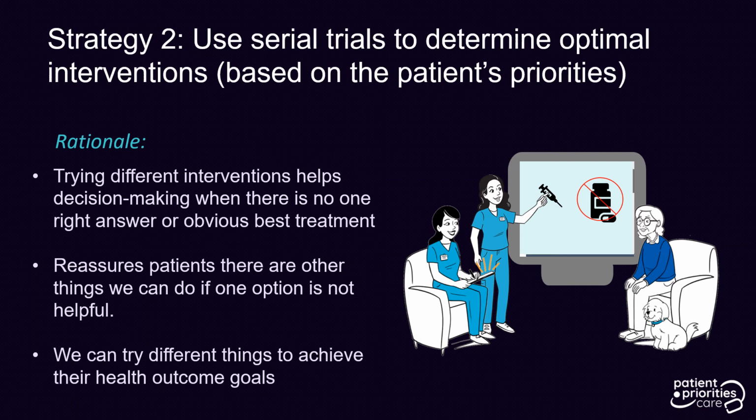Exploring different interventions is a way to address the fact that there is no one right answer. If one thing doesn't work, there's always something else that we can try. Rather than an unfocused random approach, we'll use serial trials guided by the patient's priorities. We found it helpful to acknowledge from the beginning that we're not sure what's going to work best. For example, knowing what matters most to you and what healthcare tasks you're willing and able to do, these are the things I suggest that we try, but there's other things we can try next.